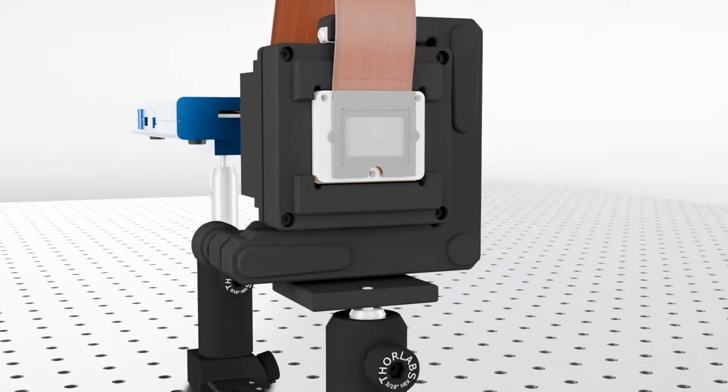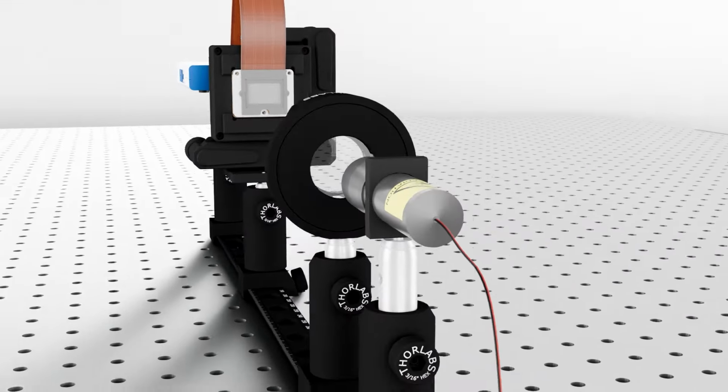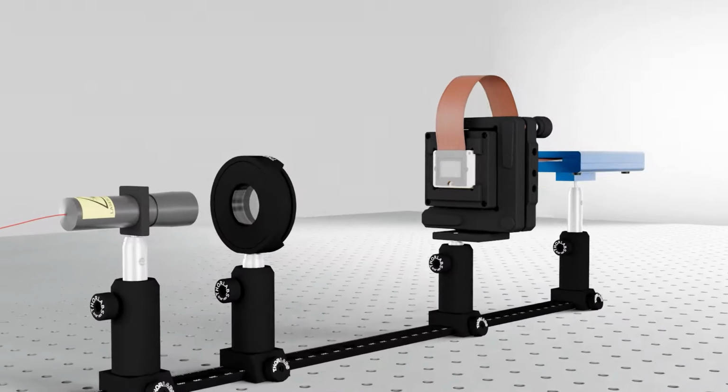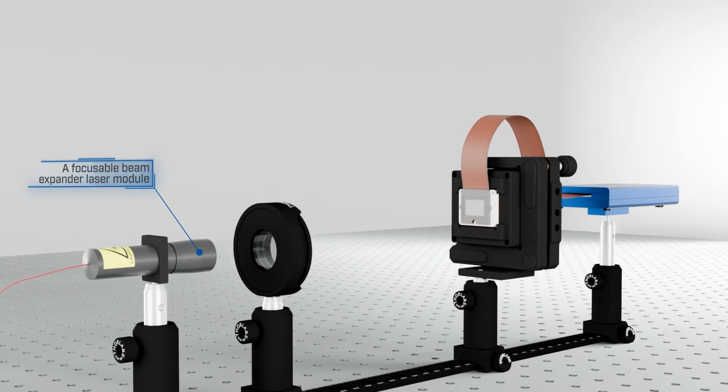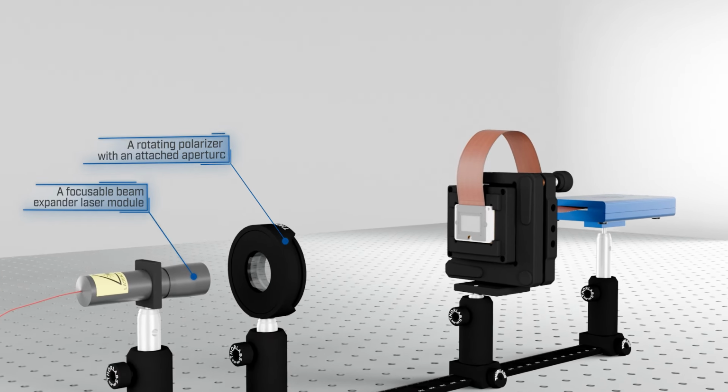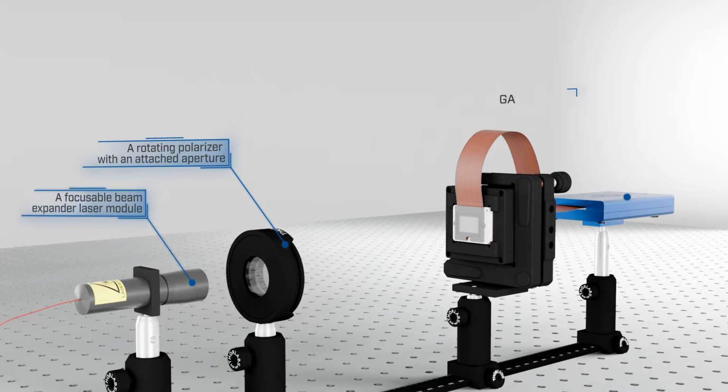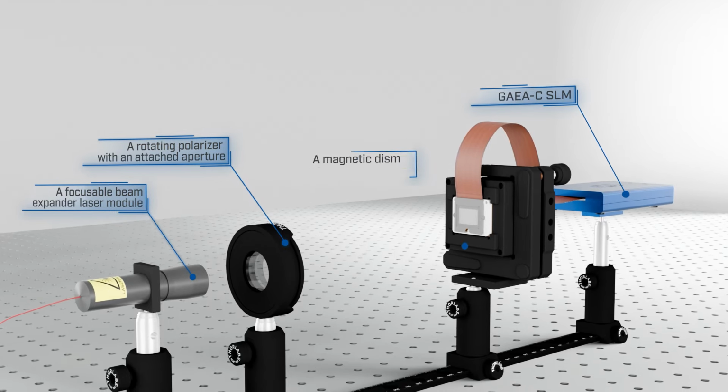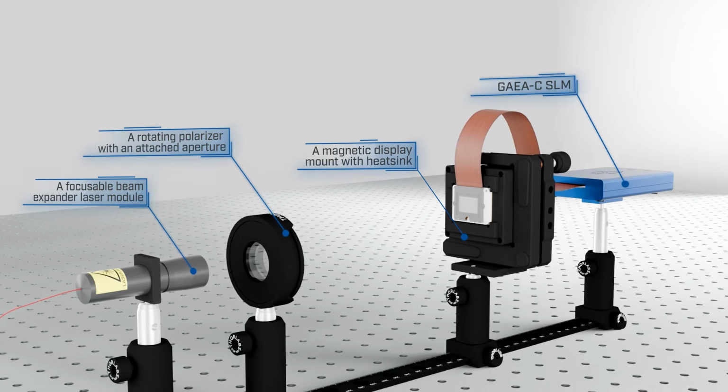For this demonstration, we will use a simple setup for holographic reconstruction. The assembly consists of a focusable beam expander laser module, a rotating polarizer with an attached aperture, the GAEA-C SLM, and a magnetic display mount with heatsink.